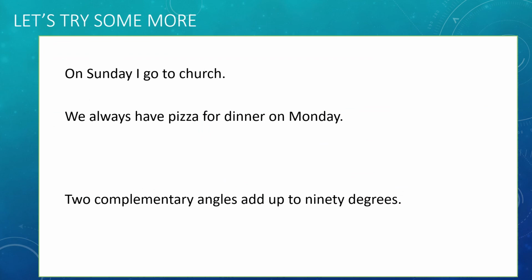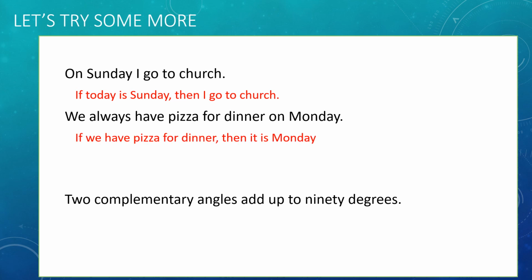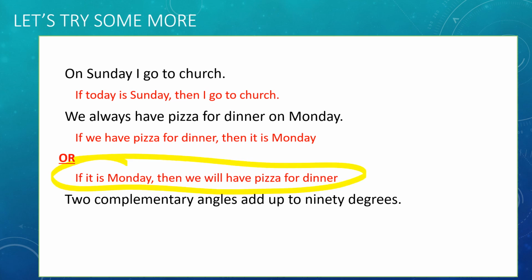So go ahead and try these, pause it, and try them. On Sunday, I go to church. So if today is Sunday, then I go to church. We always have pizza for dinner on Monday. So you could do this two ways. You could say, if we have pizza for dinner, then it is Monday. Or you could say, if today is Monday, or if it is Monday, then we will have pizza for dinner. This one here makes more sense to me.